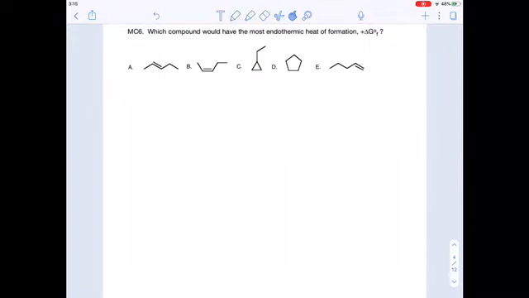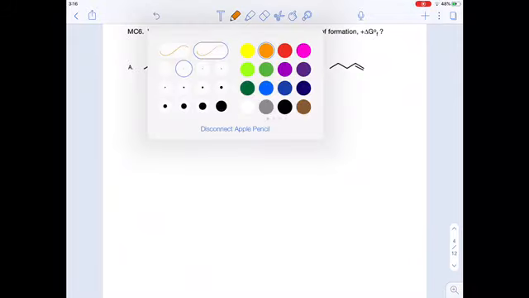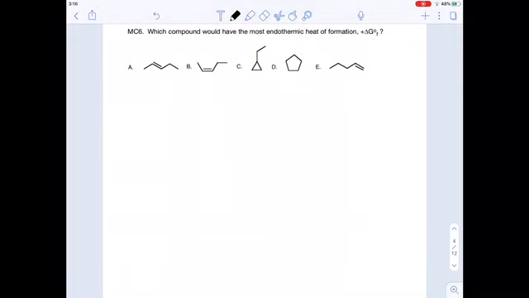Multiple choice 6 asks, which compound would have the most endothermic heat of formation, which is represented by delta G of F. So when you're thinking of heat of formation, the least stable a molecule is, the higher the heat of formation is going to be, or the more endothermic the heat of formation is going to be, because it needs a lot more energy to form unstable bonds. So I'm going to write that down.